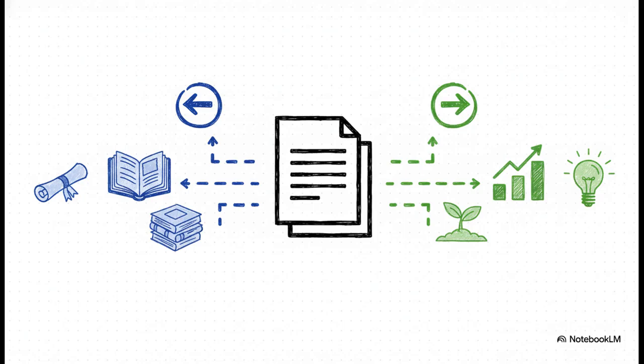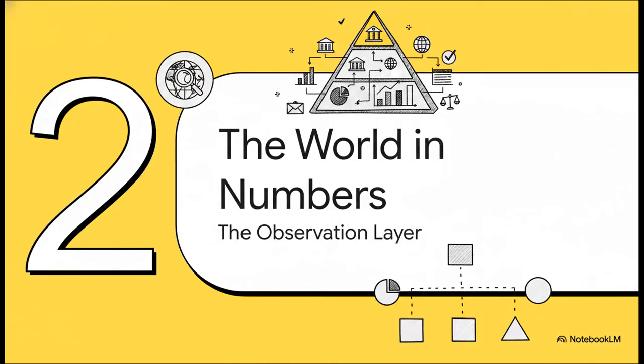For me, as a macro strategist, backward tracing helps me understand an idea's DNA, its intellectual family tree. But forward tracing, that's where you spot momentum. It shows me who is building on this idea right now, which is a huge leading indicator of its future influence. Okay, let's move up one level on the pyramid.